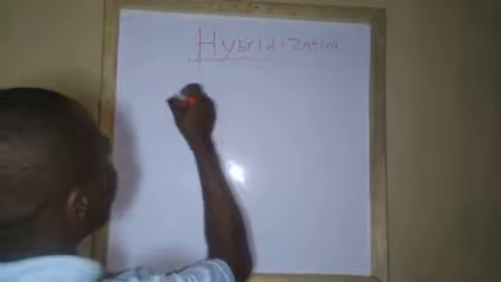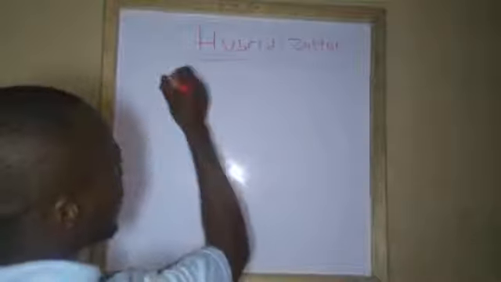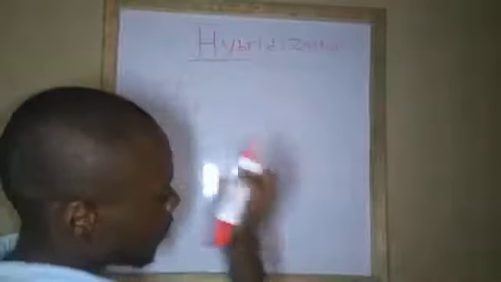Having done that, let's find the hybridization of another compound. After PCl5, let's find it for SF4 also. Sulfur has atomic number of 16.